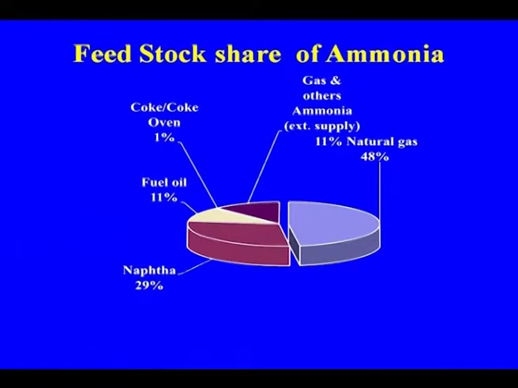So this was the coke oven plant, which we also discussed when discussing the coal chemicals. The ammonia that we get from that process is used for making fertilizer.